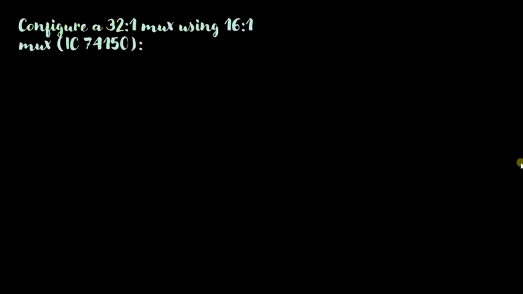So next, let us try to configure a 32:1 mux using 16:1 mux, that is the IC 74150. Now before we get into the configuration, we need to see how a 74150 mux looks like. Because the previous one was 74151 and that was an 8:1 mux, whereas 74150 is a 16:1 mux.